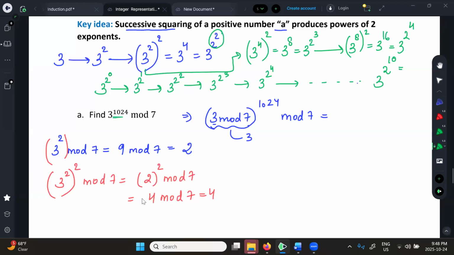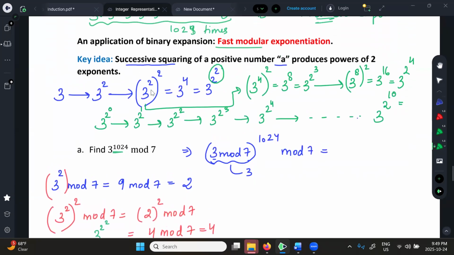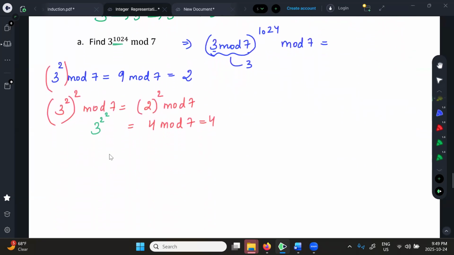But I did something nice here. I did 3 to the power 2 squared, right? Because 4 is what? 2 squared. That, like I did here. If I square it again, look at the highlighted part. If I square 3 squared, which is 3 to the power 4, which is 3 to the power 2 squared, right? And you'll see the pattern in a minute. Now, I have to do it 10 times. But you'll see that at each step, it's going to get smaller.